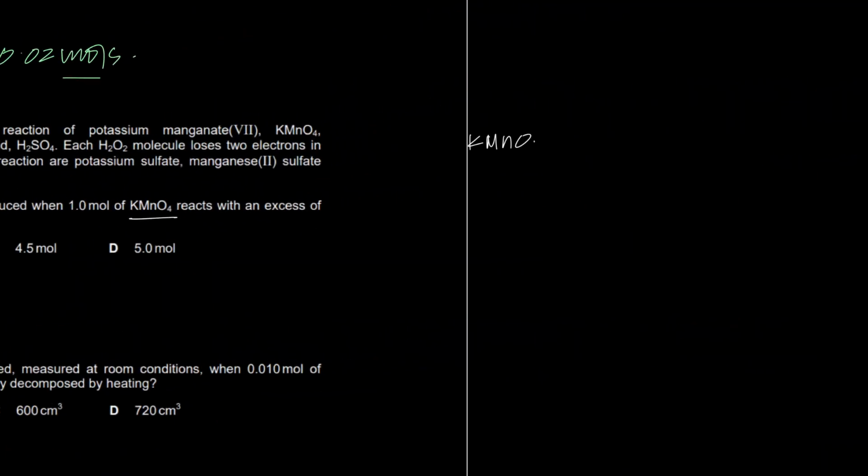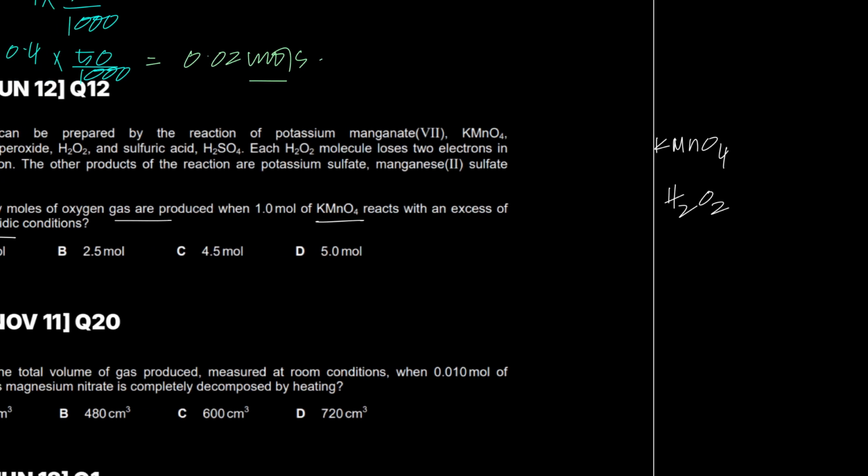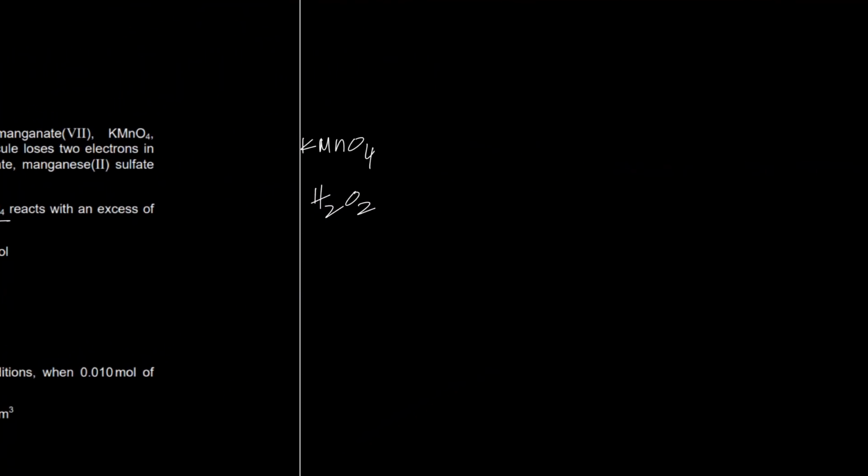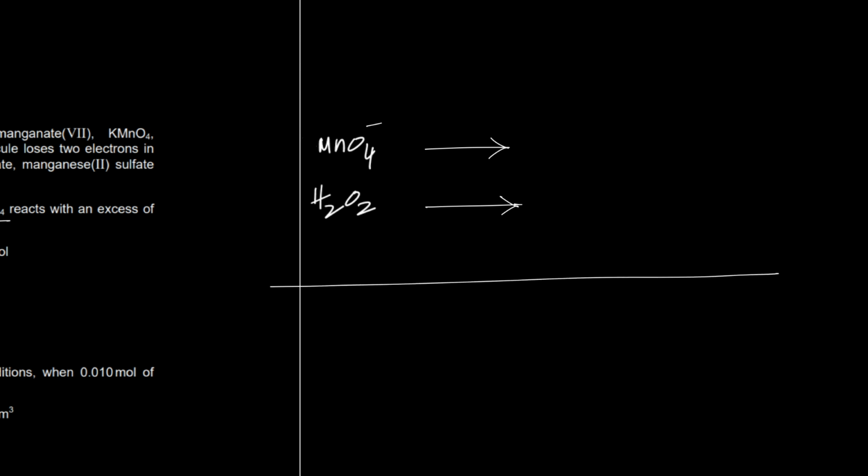KMnO4 reacting with H2O2. Now, you understand that in order to figure out how many moles of oxygen gas are produced, what can I do? In KMnO4, MnO4 minus is actually the negative ion, right? K is the spectator ion always, right? So I need to first figure out the half equations. And then I'm going to combine the half equations to find the full equation, and therefore figure out the moles of oxygen, right? The question is, how do you figure out the half equations?